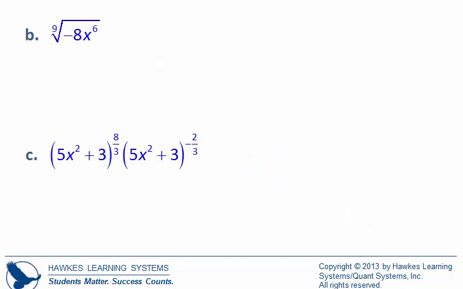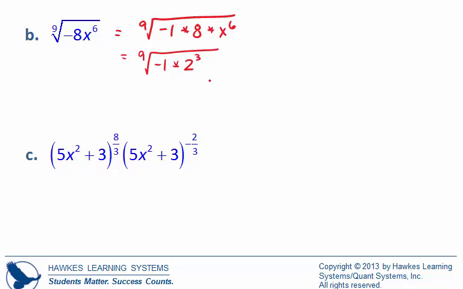Part B of the problem asks us to find the ninth root of negative 8x to the 6th. What we're going to do first is rewrite the expression using some rational exponents. In other words, we're going to break this up and look at the ninth root of negative 1 times 8 times x to the 6th. That's going to separate the negative from the 8. The next thing I'm going to do is rewrite the 8 as 2 to the 3rd, and I'm going to leave x to the 6th as it is.